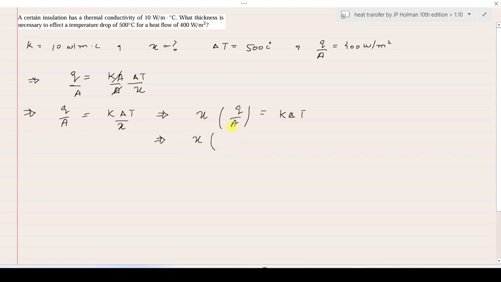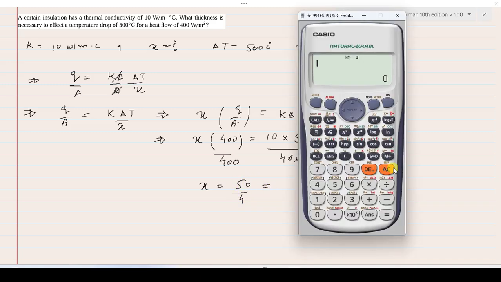What is heat transfer per unit area, that is 400. What is thermal conductivity, that is 10. Temperature drop, that is 500 centigrade. So divide both sides by 400. You will get the X value, that is this 20 will cancel out with this, become 50 divided by 4. So 50 divided by 4 will give you 12.5 meter.